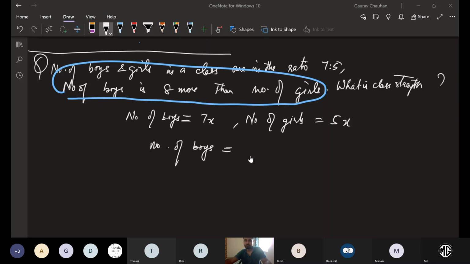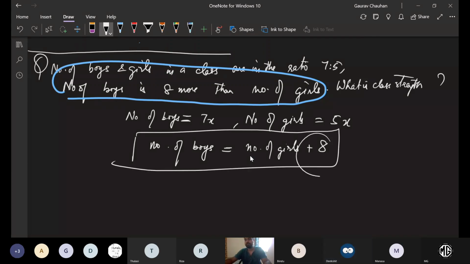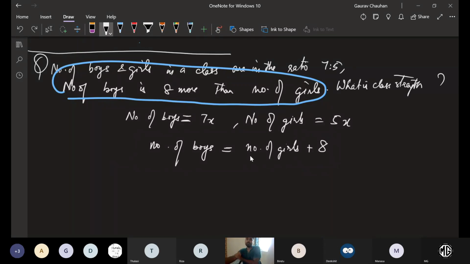Can you complete this? Number of boys is equal to number of girls plus 8. 8 more than number of girls, correct? We good? This is a very simple thing that will give us 7x is equal to 5x plus 8. Now you can solve, no? 2x is equal to 8, x is equal to 4.